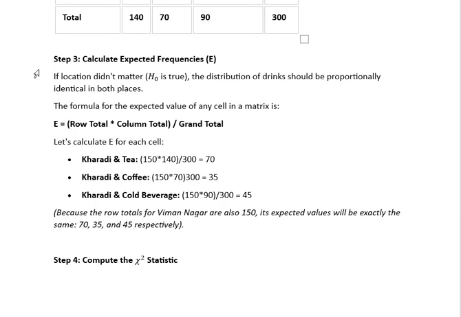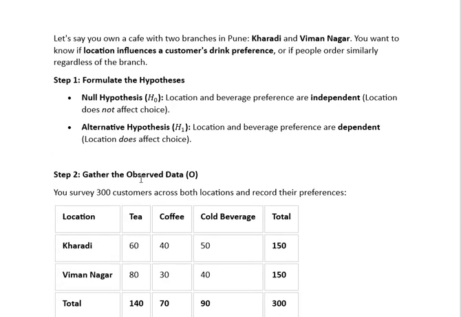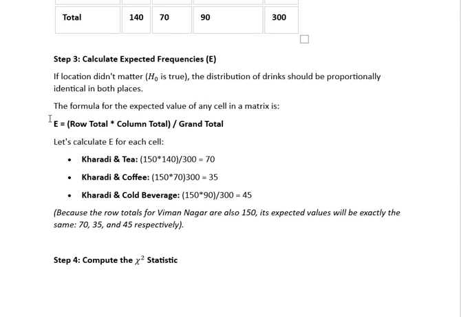Now come to step 3. In step 1 we formulated the hypothesis, and in step 2 we gathered the observed data. In step 3, calculate expected frequencies. If location did not matter, H naught is true, which is our null hypothesis. The distribution of drinks should be proportionally identical in both places. The formula for the expected value of any cell in a matrix is E equals row total times column total divided by grand total.